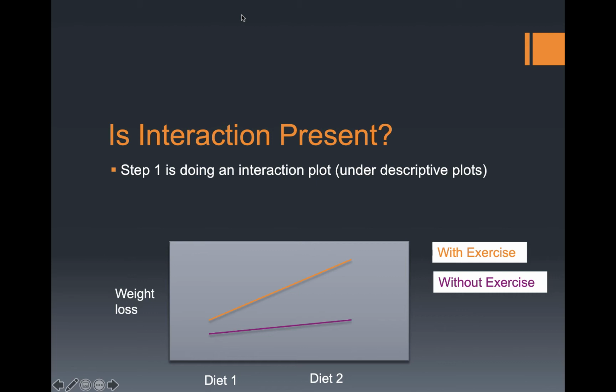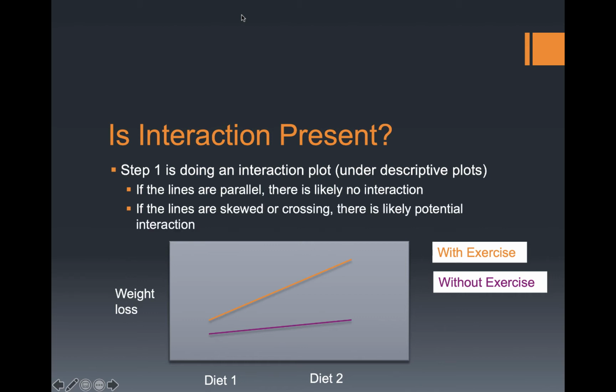So step 1 here is doing an interaction plot. If the lines are parallel, there is likely no interaction. If the lines are skewed or crossing, there is likely potential interaction. Again, this plot is just showing us potential interaction. We cannot say it's significant until we actually see a p-value for that interaction.